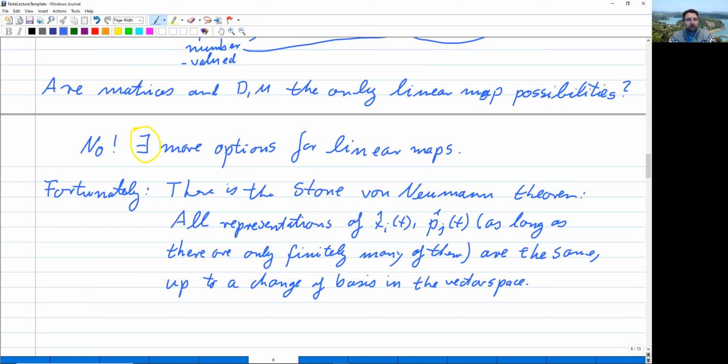This is great, right? Because it means, yes, you may work with the matrices, but there is a change of bases that leads you to the representation in terms of the D's and M's. And there's a change of bases that leads you to any other linear representation that you can think of. They are all the same, just differing by change of bases.